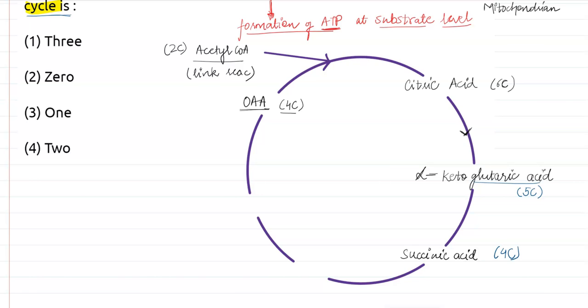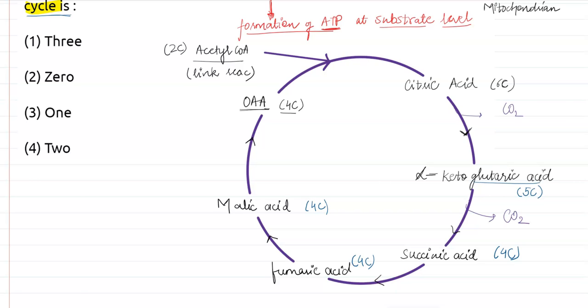Now succinic acid changes and forms fumaric acid. Succinic acid से क्या बनता है? Fumaric acid. और fumaric acid से malic acid बनता है. और ये सारे एसिड 4-carbon होते हैं. All these acids are 4-carbon compounds. Now this malic acid forms oxaloacetic acid. So this is how the cycle continues.